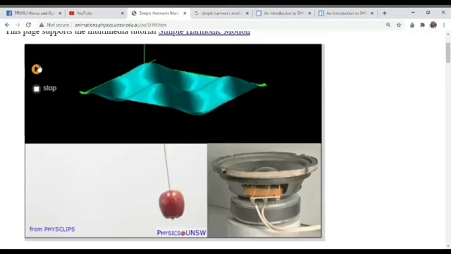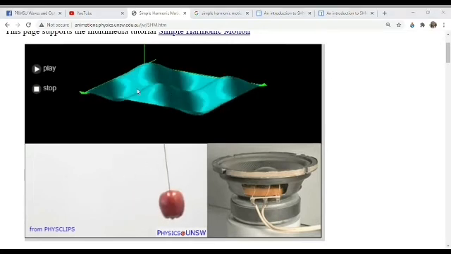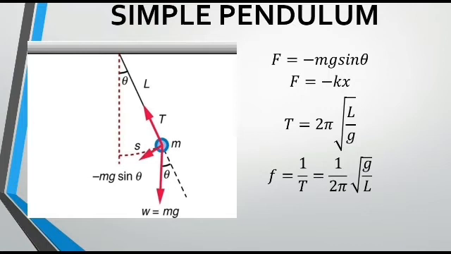For the simple pendulum, we have here a massless string, and then a mass is attached here. Then we have the displacement angle theta measured from this equilibrium position. And then we have the tension on the string. And then the weight acting on it is downward, which is equivalent to mass times acceleration due to gravity. Then we have here the restoring force, because when you move the pendulum, it will move towards this direction, which is equivalent to negative mg sine theta. Again, I will show you the derivation later.